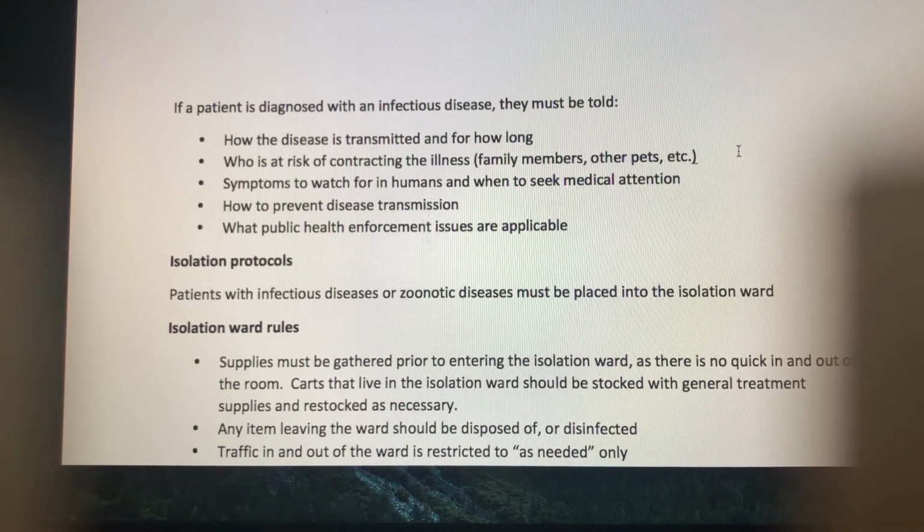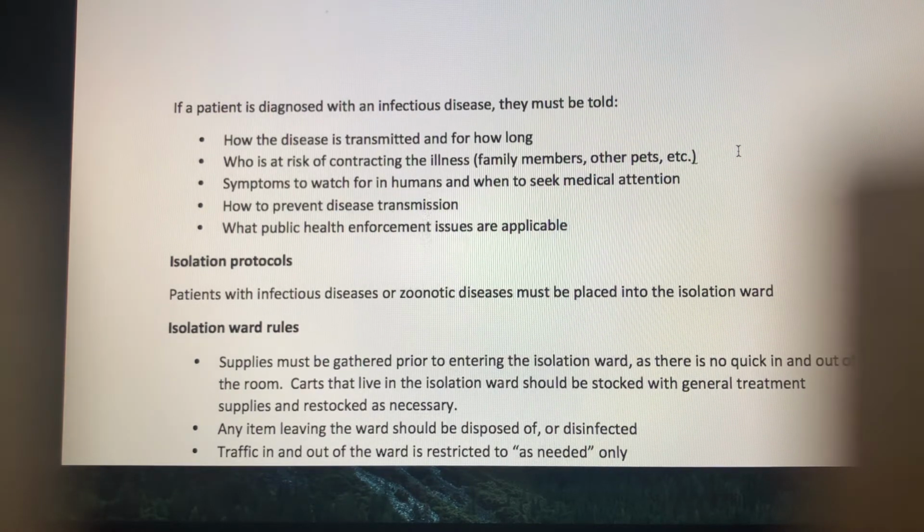Are family members at risk? Are other pets at risk? Is it the young, the old, the immunocompromised? We want to share that information with the client. We do want to talk to them about what symptoms would look like in a human and when they should seek medical attention. We want to talk about how to prevent disease transmission, like cleaning with bleach, etc. And what public health enforcement issues are applicable. Like if they have an animal with rabies, that is a reportable illness. We do need to report it to public health.